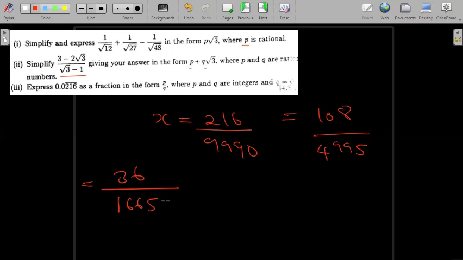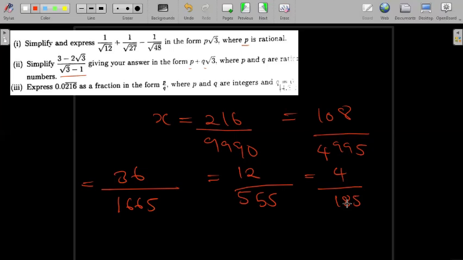I want to see. Can 3 go into both of these? So I try again: 21 divided by 3 gives you 7, and 1,665 divided by 3 gives you 555. Can you go further? Ask yourself, what values can we divide into both of these?